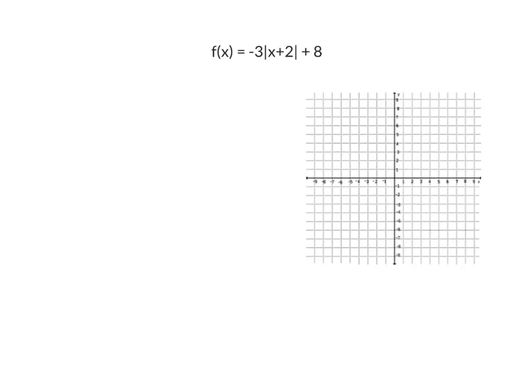Now let's try looking at another example. Let's look at the function f of x equals negative 3 times the absolute value of the quantity of x plus 2, plus 8. Our steps are going to be to do exactly the same.